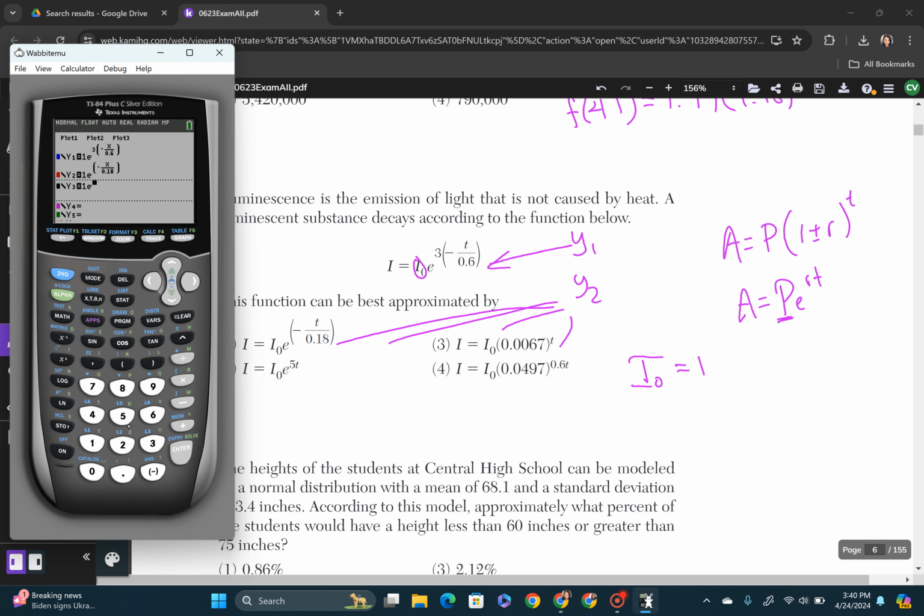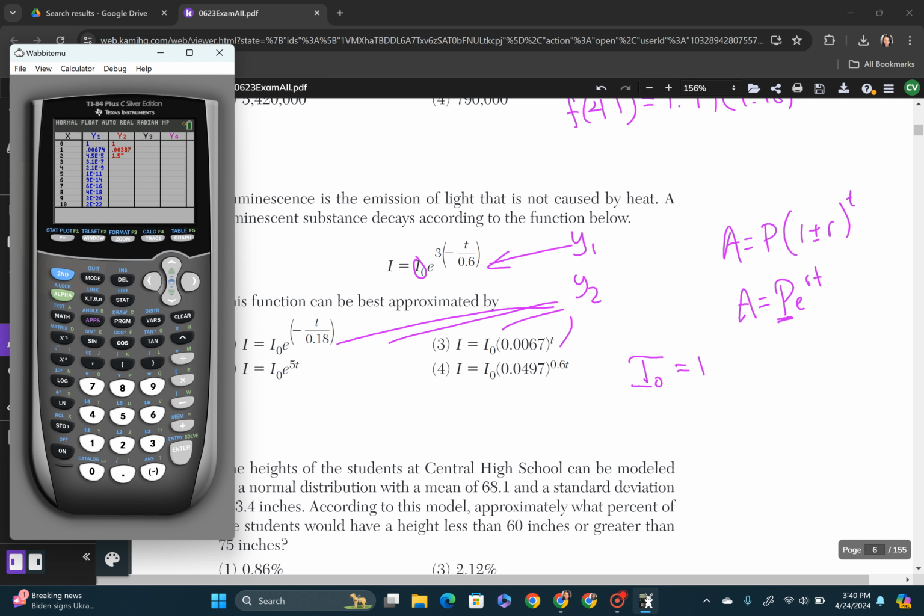Go down, I0 is 1, parentheses, 0.0067 to the x. And the last one is 1 parentheses, see what I'm doing? 0.0497 close parentheses to the 0.6x. And I hit second table to get to my graph.